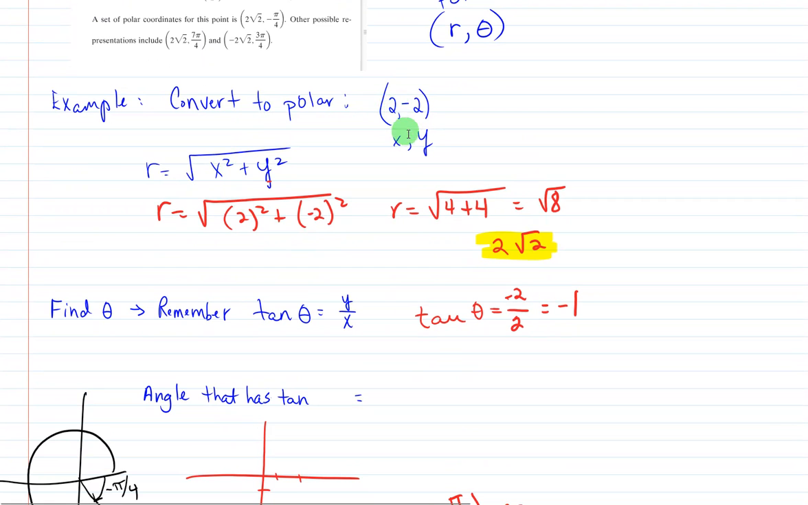Convert 2 comma negative 2, so that's an x and a y, to polar. So first to find the r, we're going to do square root of 2 squared plus negative 2 squared. That's 4 plus 4.